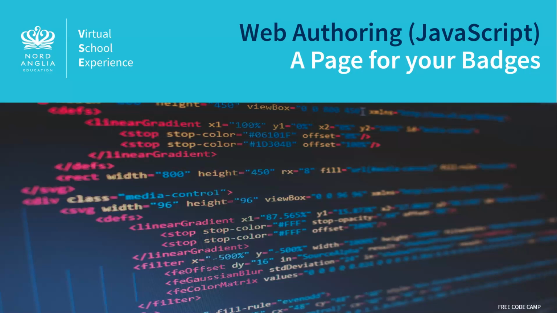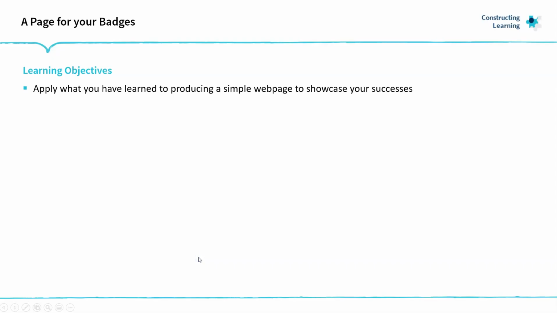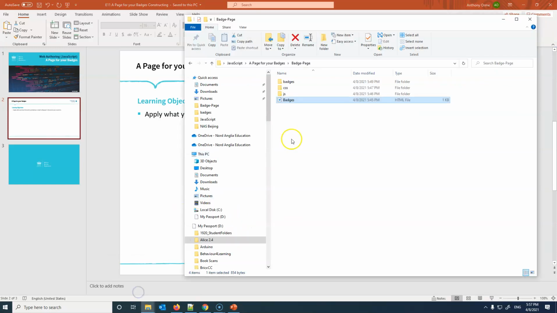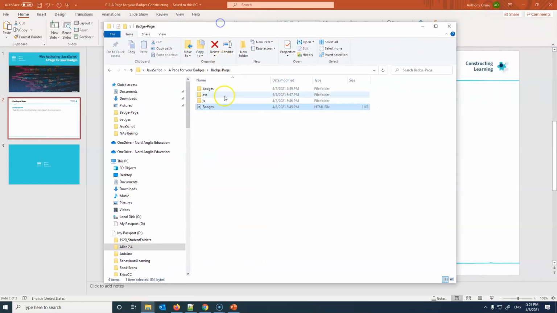And we're going to look today at creating a page for your digital badges you get awarded when you're online. And so we're going to apply what you've learned so far to produce a simple web page to showcase all your successes. So before we go any further, we need to save some files, and we need to create a folder directory for storing everything.